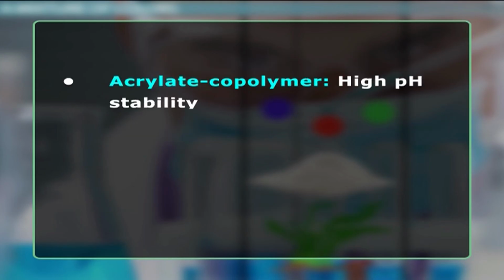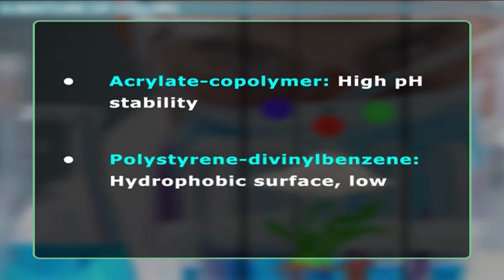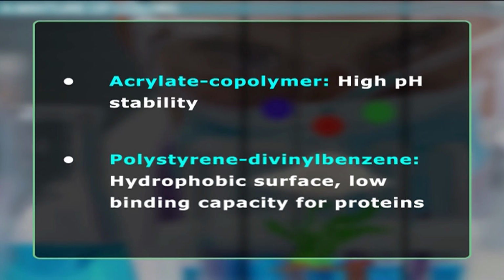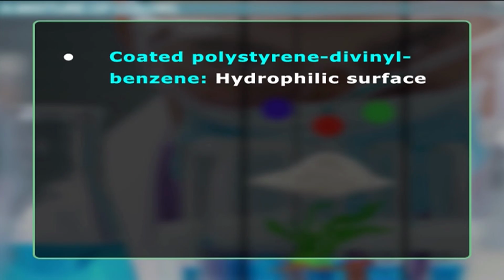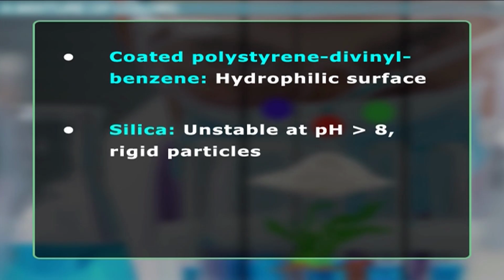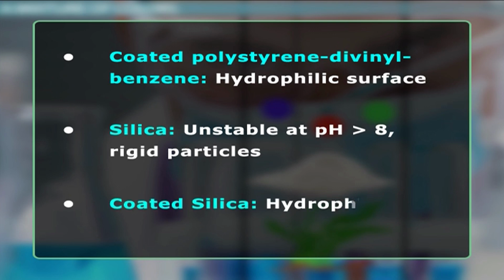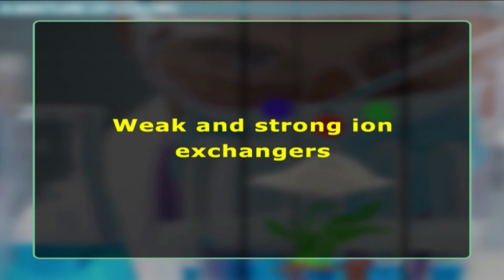Acrylic copolymer: high pH stability. Polystyrene divinylbenzene: hydrophobic surface, low binding capacity for proteins. Coated polystyrene divinylbenzene: hydrophilic surfaces. Silica: unstable at pH greater than 8, rigid particles. Coated silica: hydrophilic surface.